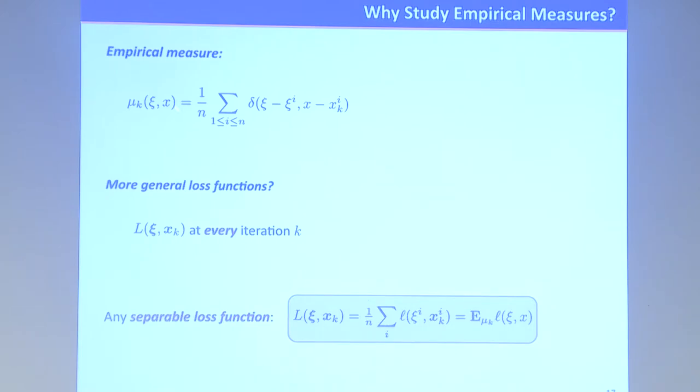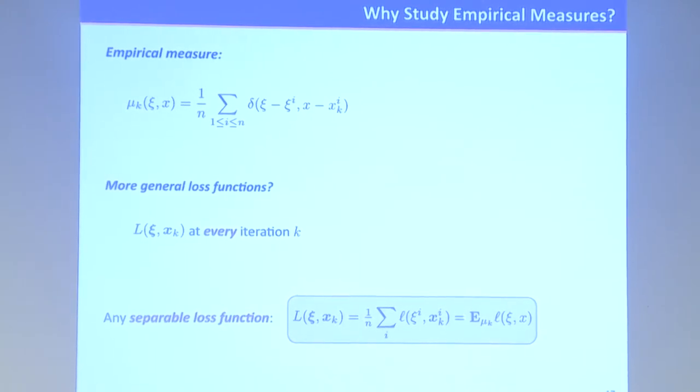More generally, if you have any loss function, a more general loss function that doesn't need to be quadratic, as long as it is separable, it can be written as a sum of coordinate-wise loss functions. It can be written as the expectation of this two-dimensional function with respect to this random empirical measure. Okay? It's fairly general. It's not limited to quadratic.